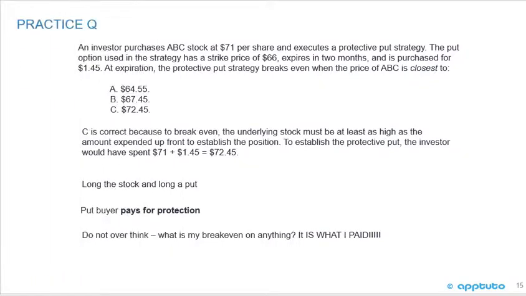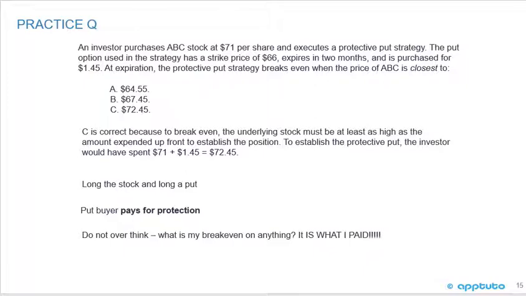I like this question because it's not talking about the gain or the loss, it's talking about the break even, and that's what the LOS covers. Okay, that's why it's important to understand max loss, max gain, break even, etc. So C is correct because to break even, the underlying stock must be at least as high as the amount expended up front to establish the position. So to establish the protective put, the investor would have spent $71 to buy each share of the stock plus $1.45 equals $72.45.